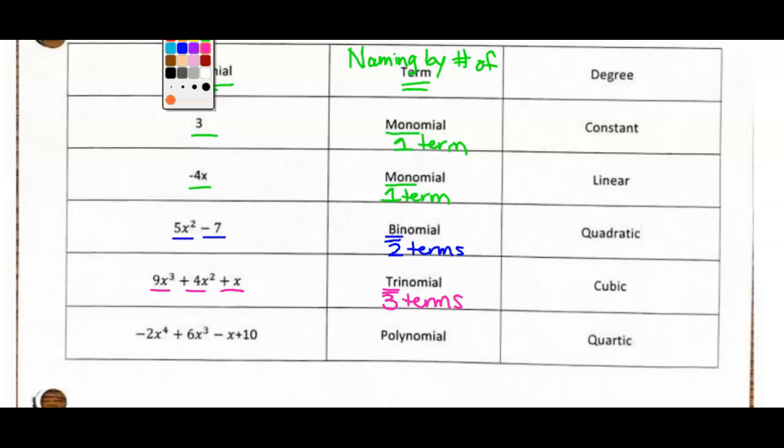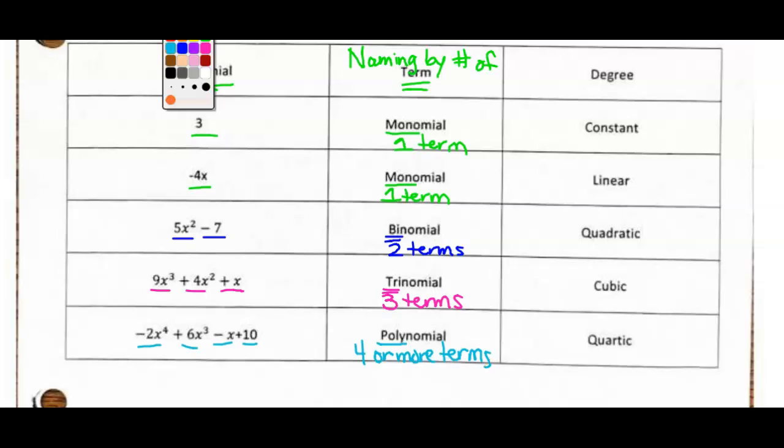And there's one last one on this chart. If you look at the bottom, there are 4 terms. But we don't have a prefix for 4. This is called polynomial. So I want you to put a note, if there are 4 or more terms, you're going to just call it a polynomial. Because remember at the beginning of the lesson, poly stood for many. So take a look at that real quick. That column is all about a term.